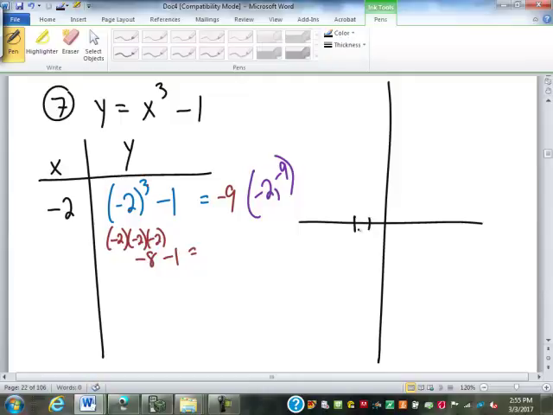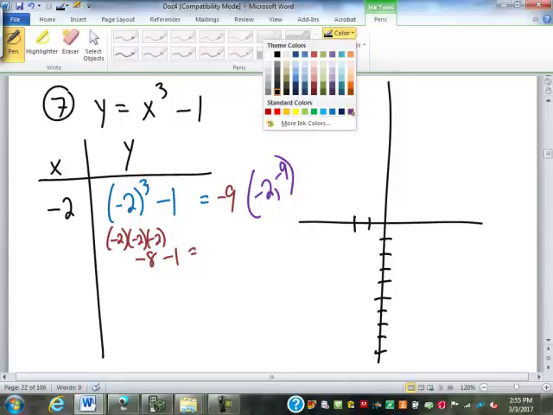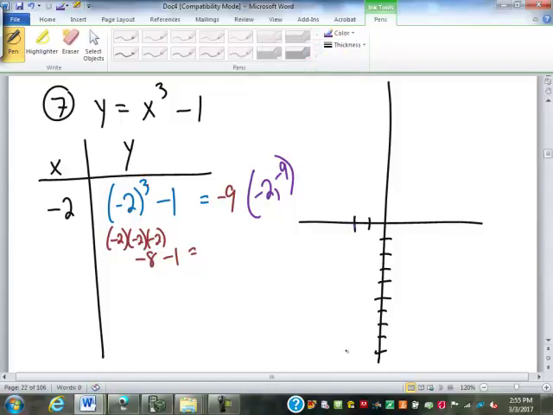Is the next one going to happen to be 1? Or 0? Yeah, you're on the right track, but you're a little bit off there. So x is negative 2, y is negative 9 is going to be right down here. So let's take a look at that next one. If x is negative 1, y is then going to be negative 1.